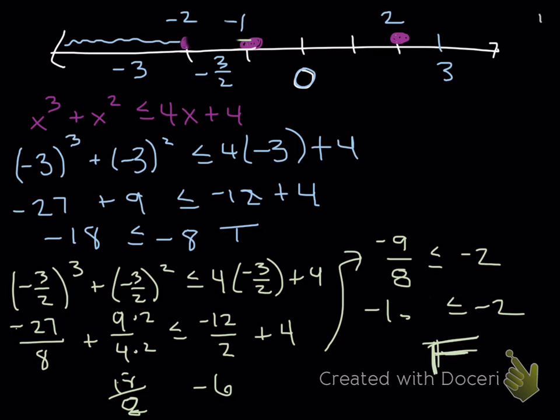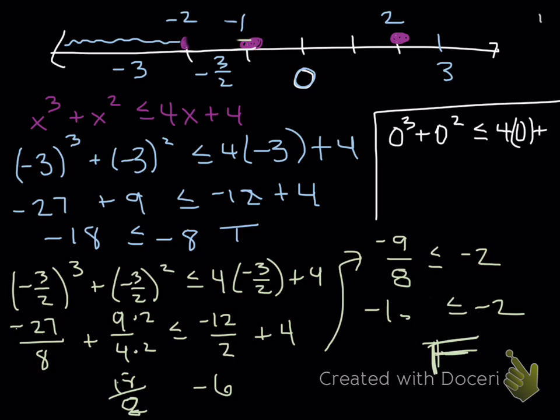Alright, so now we're going to test our 0. So I can squeeze the 0 here. So I have 0 cubed plus 0 squared less than or equal to 4 times 0 plus 4. So we get 0 is less than or equal to 4, which is true. So I'm definitely going to be shading between negative 1 and positive 2.